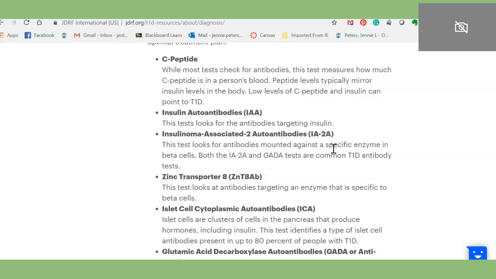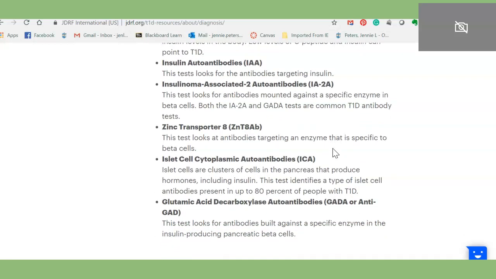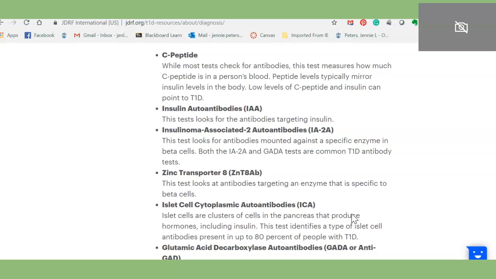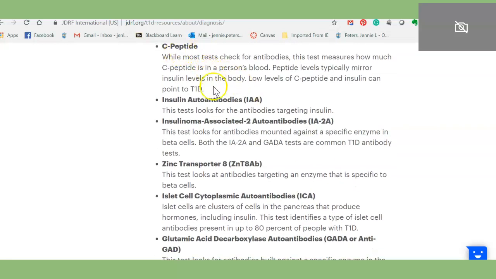There are insulin autoantibodies, and that looks for antibodies. Are there any antibodies targeting the insulin? As well as insulinoma-associated autoantibodies. And there's zinc transporter, islet cell, and the GADA or anti-GAD. Now, again, these are very expensive tests. Not as much, the C-peptide's not as expensive, but I've drawn C-peptides quite a bit, as well as insulin autoantibodies. If those are abnormal, I will send to endocrinology. But again, it just depends on your practice.